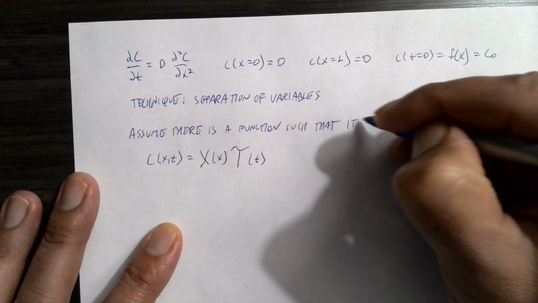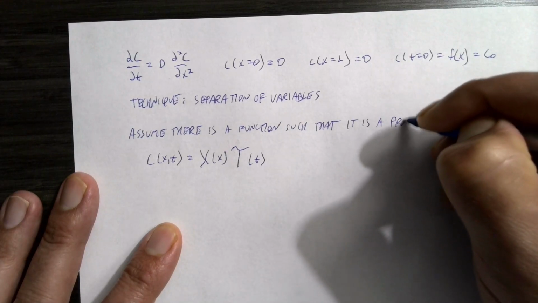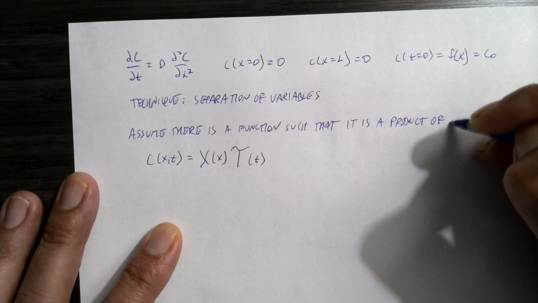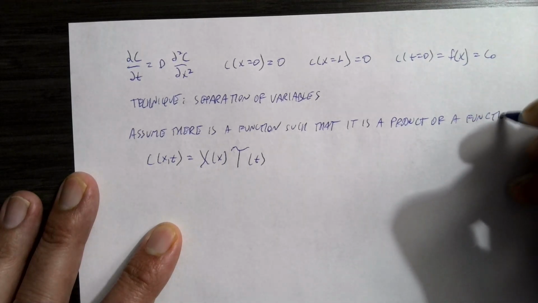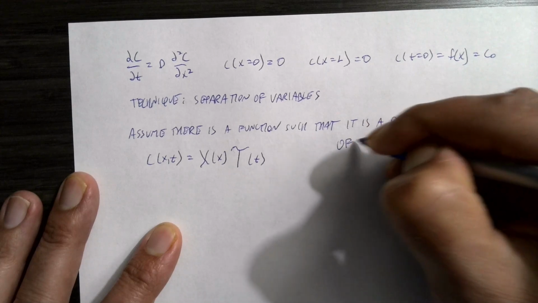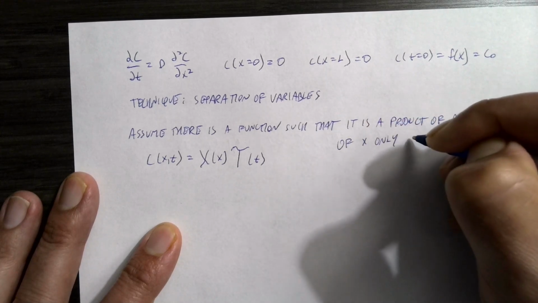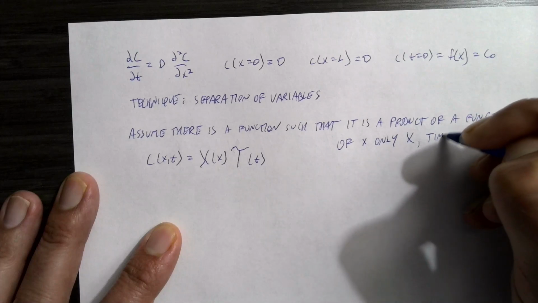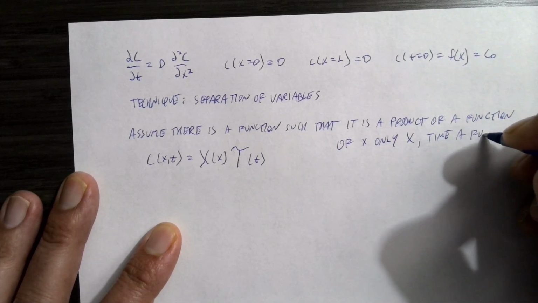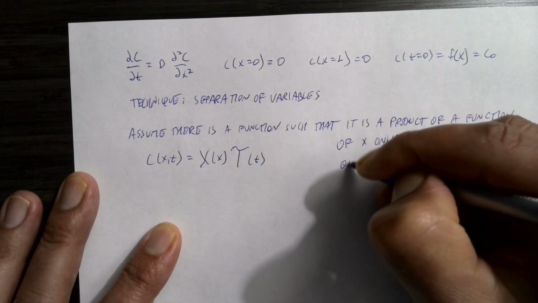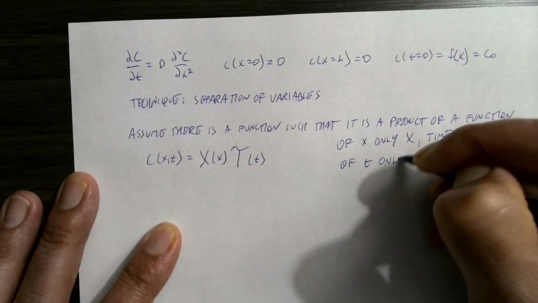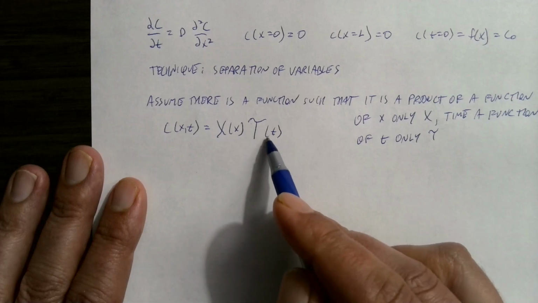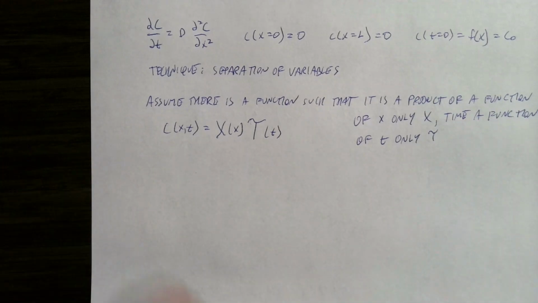Okay, it is a product of a function of x only, which we're calling big X, times a function of t only, which we're calling big T. So c of x,t is X of x times T of t. So we're just going to guess maybe this works, and then let's just see where this takes us.